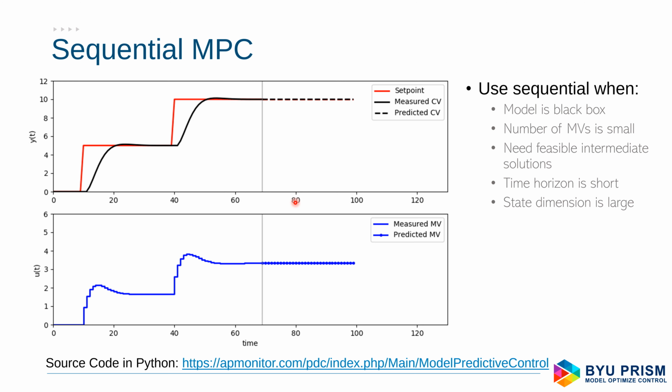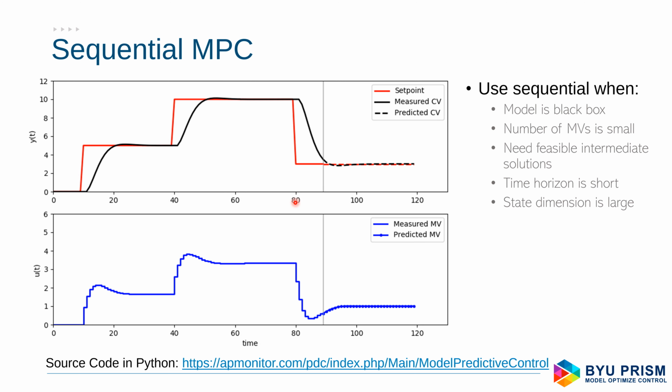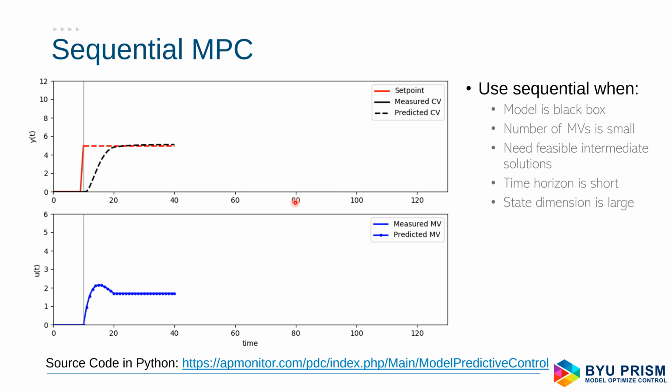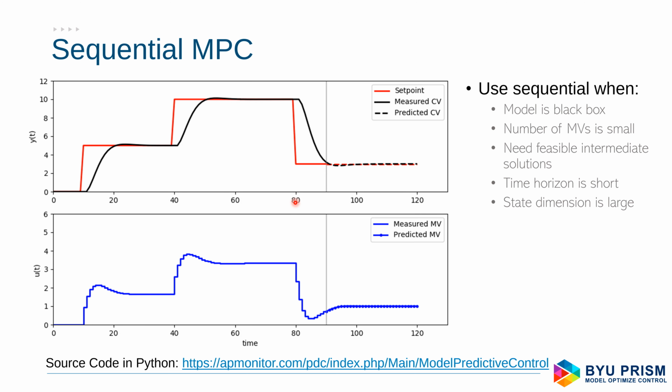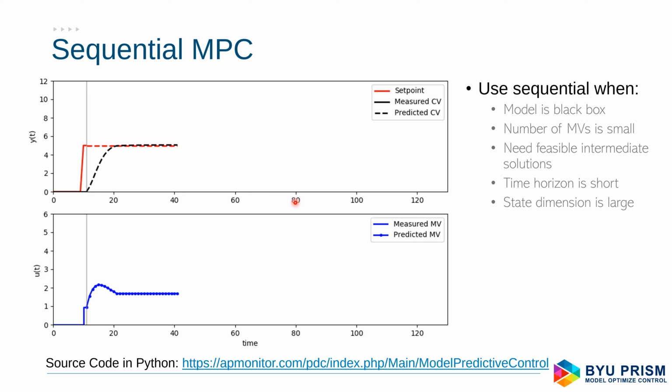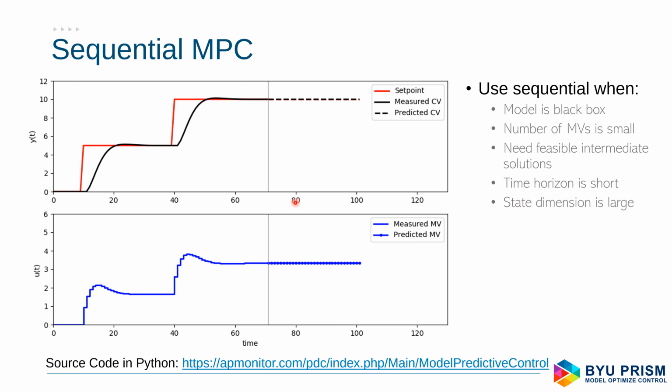You can't make too many decisions going off into the future because it takes too many perturbations of those to find an optimal solution. It's also very valuable to use this method if your state dimension is large. Let's say your model is described as a partial differential equation, then a sequential method might be the best.